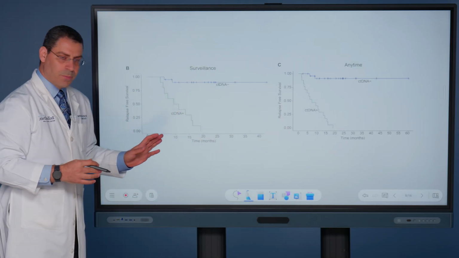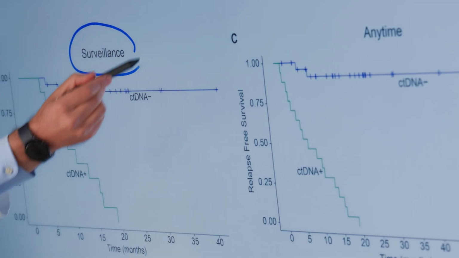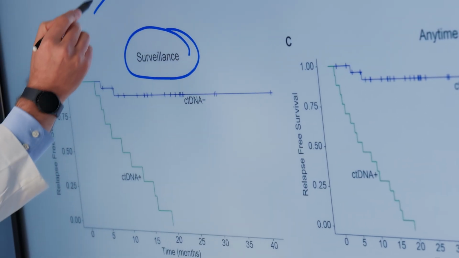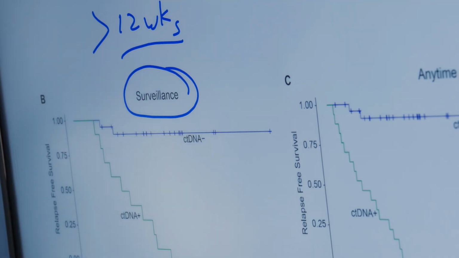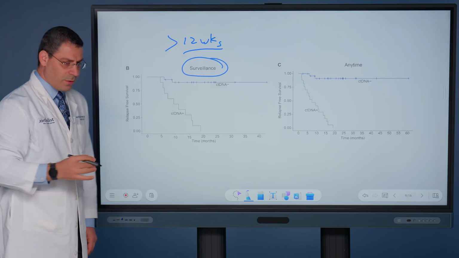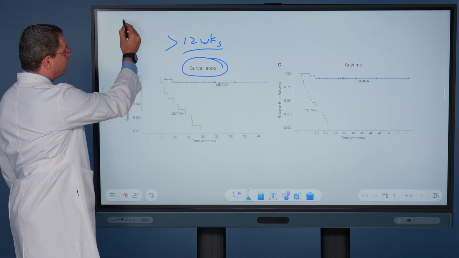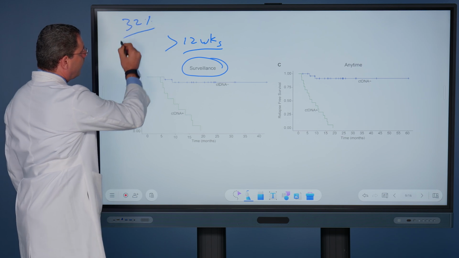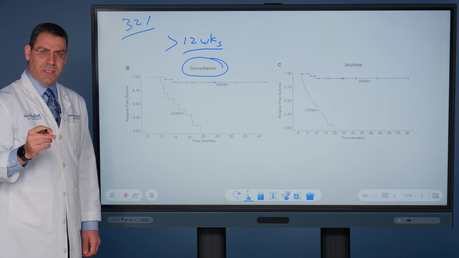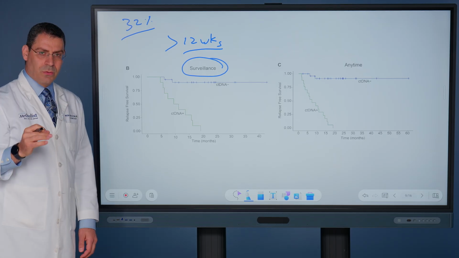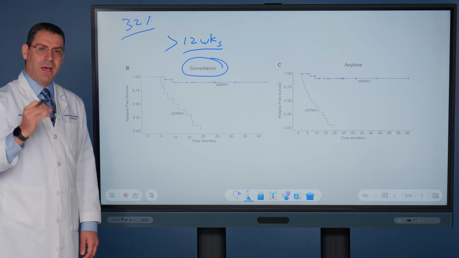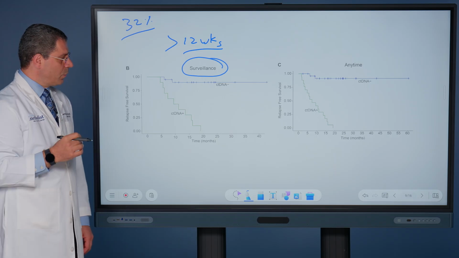This is the same cohort, but we look at a different window. It's the surveillance window, which is beyond the 12 weeks from surgery. In this cohort, 32% of the patients have ctDNA positivity in the surveillance window. And all those patients who have positivity for ctDNA have a disease recurrence within that window.